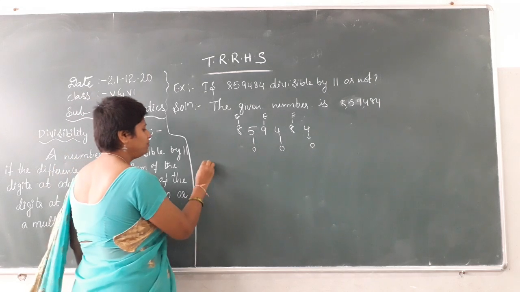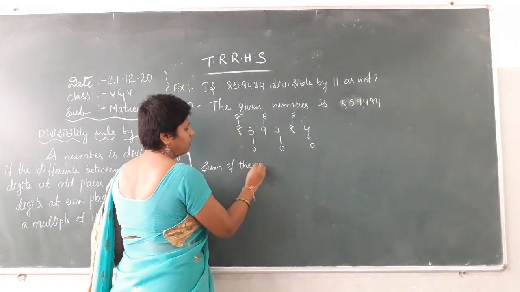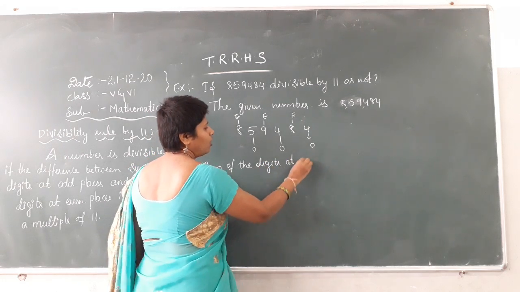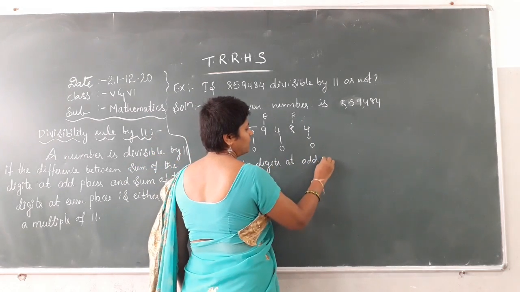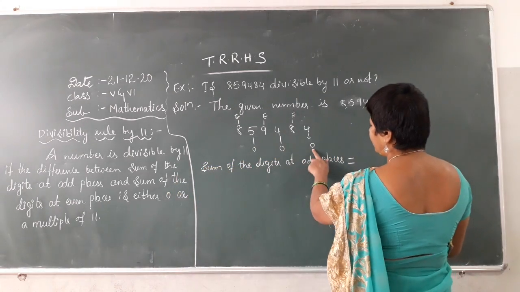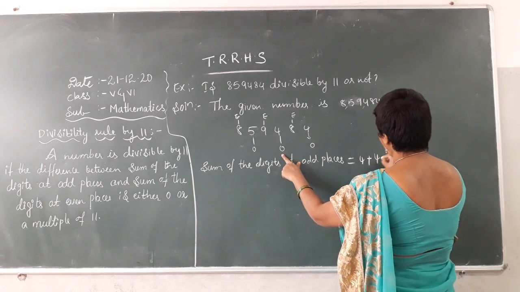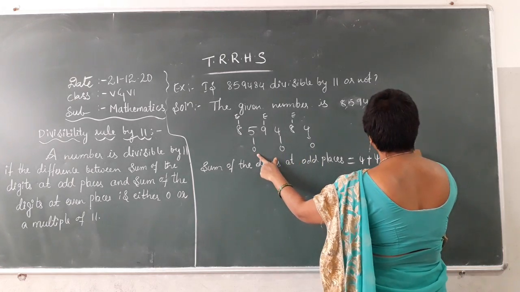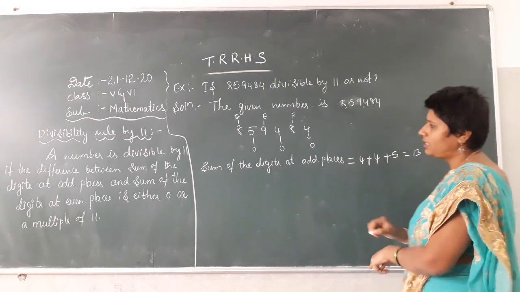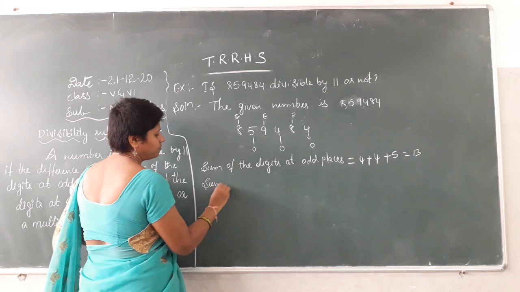Now find the sum of the digits at odd places. What are the digits that are there in odd places? 4 plus 4 plus 5. So how much? 4 plus 4, 8. 8 plus 5, 13.